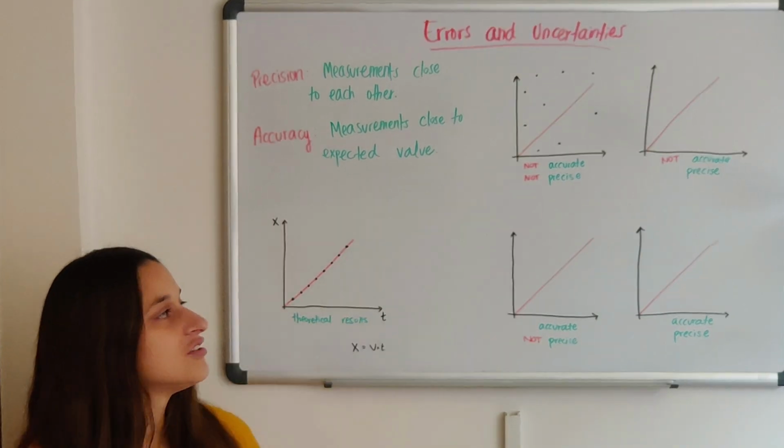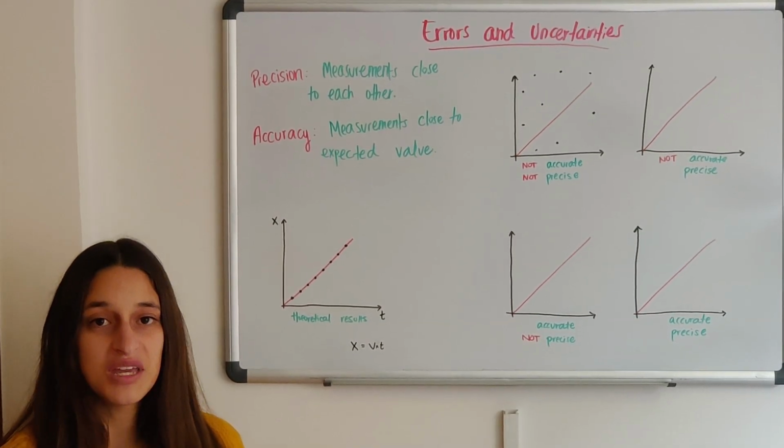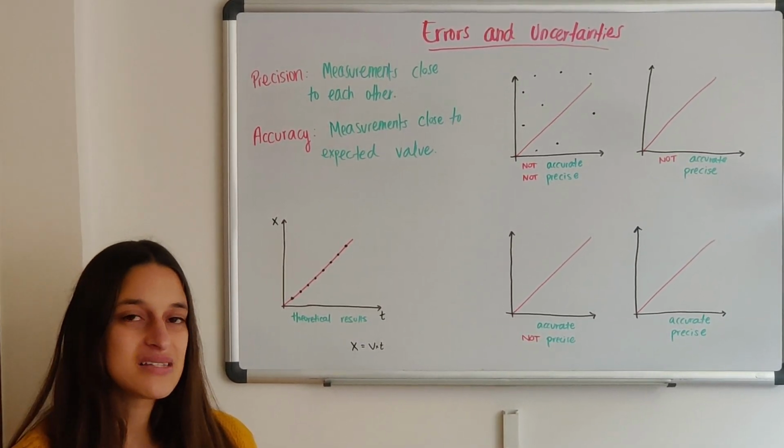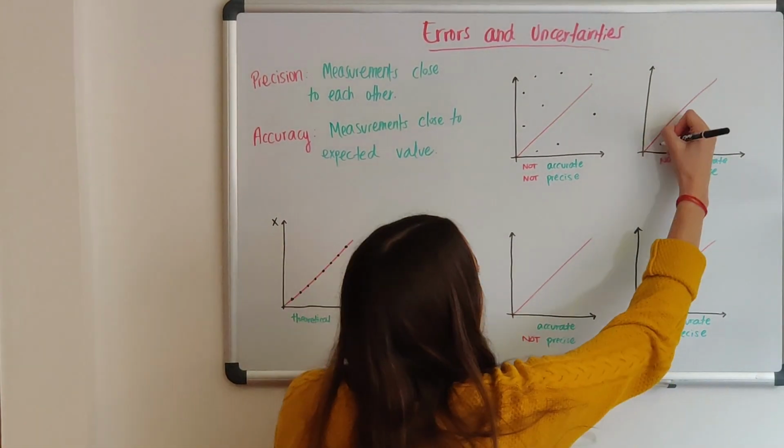Now, we can have not accurate but precise results. What would that look like? So that would be still maybe a linear relationship, but not on the line that we want it to be. So we might get some results like this.